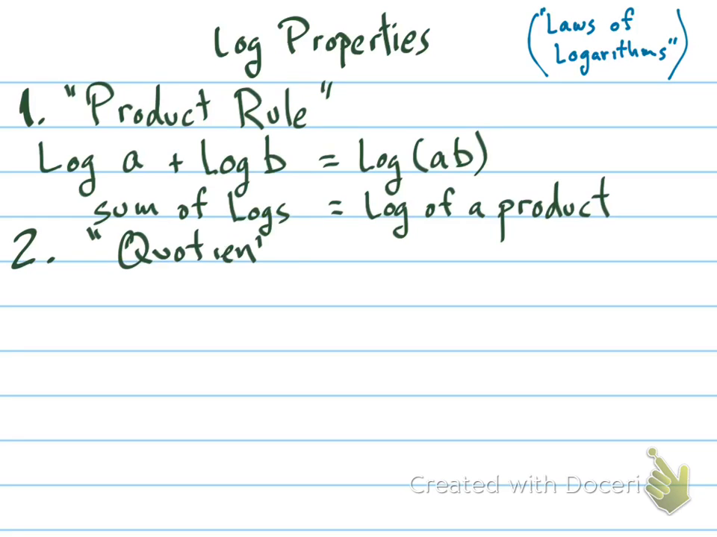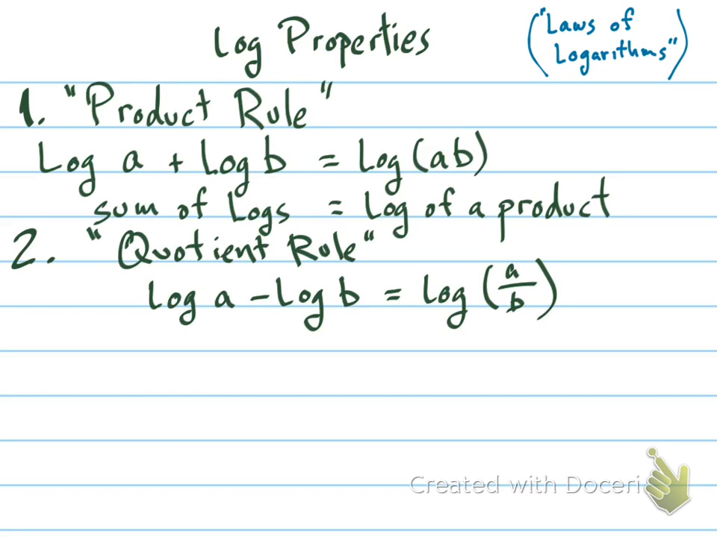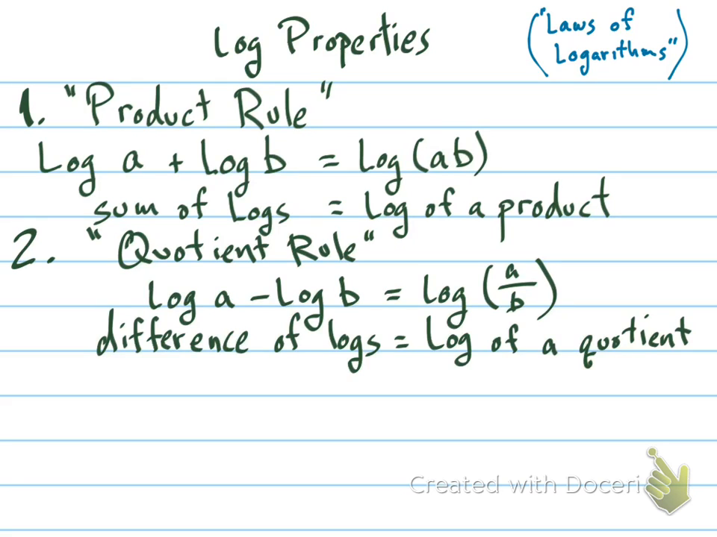Here's the second log property. It's kind of the inverse of the first one. It's log A minus log B is equal to the log of a quotient. It's called the quotient rule because you get the log of A over B, which is a quotient. So it's the quotient of the arguments. And you could put that into words too. I'm not sure how useful saying the difference of logs is equal to the log of a quotient is. It's kind of a mouthful.